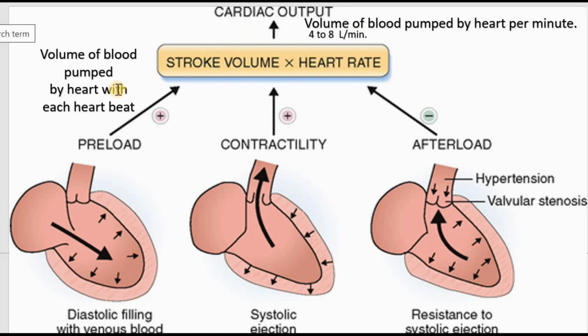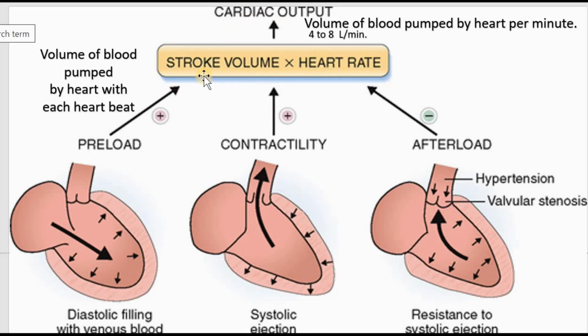What is stroke volume? It is the volume of blood pumped by the heart in one heartbeat. You multiply that with heart rate, the number of beats per minute, and you get the cardiac output. When stroke volume increases, cardiac output increases, and when stroke volume decreases, cardiac output decreases. So the cardiac output is affected by the stroke volume.